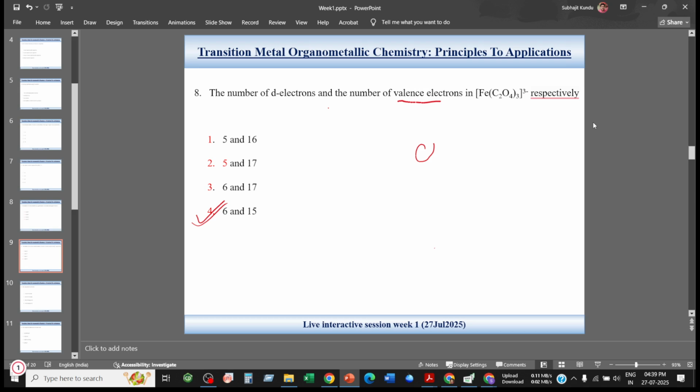So option number 2 will be the right answer. Option 2, 5 and 17, will be the right answer for this question.